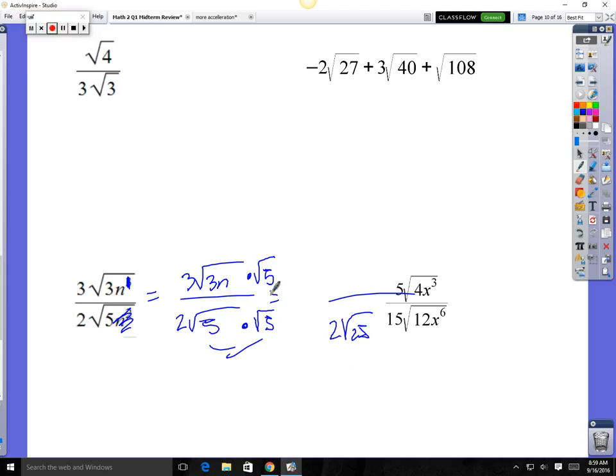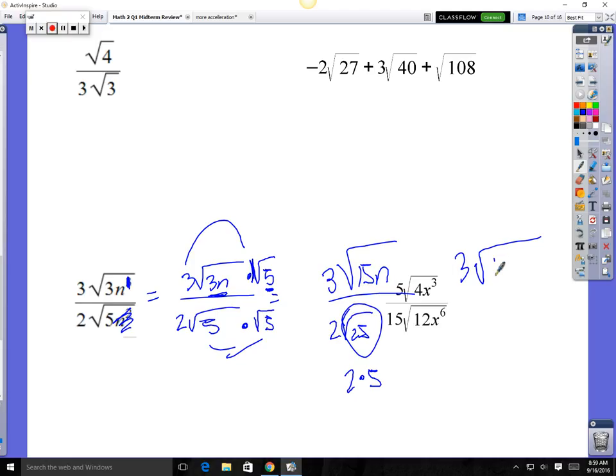And on the top, this underneath plays with this underneath. So on my outside, I've got a 3 and I've got a 1. So the 3 times the 1, and you've got 3. And the underneath times the underneath, and you've got 15n. And square root of 25, that's a rational number. That's really a 5, so you've got 2 times 5 on the bottom. On top, you've got 3 square roots of 15n, and on the bottom, you've got a 2 times a 5. On the bottom, you've got 10. And that is now legal, because my bottom is a rational number.